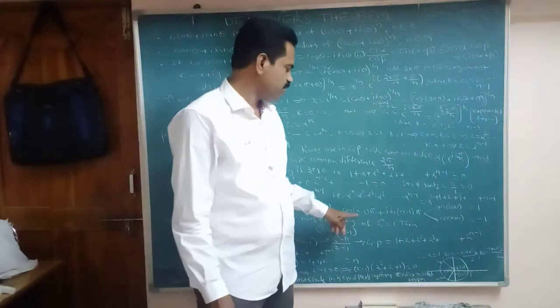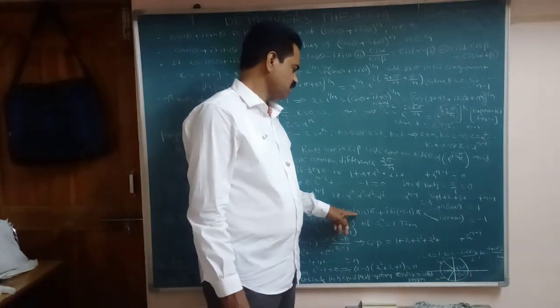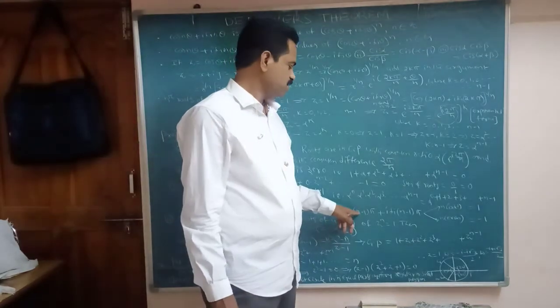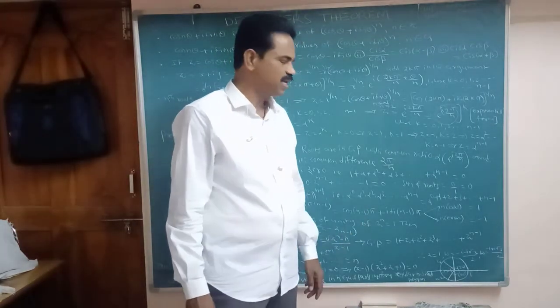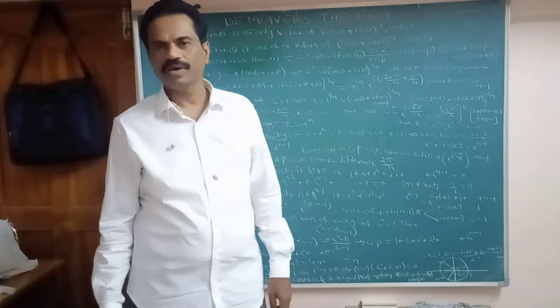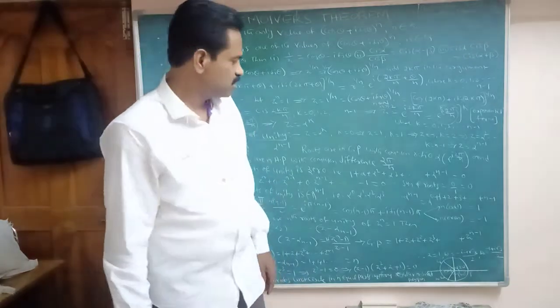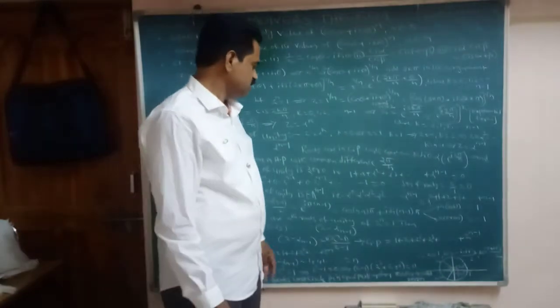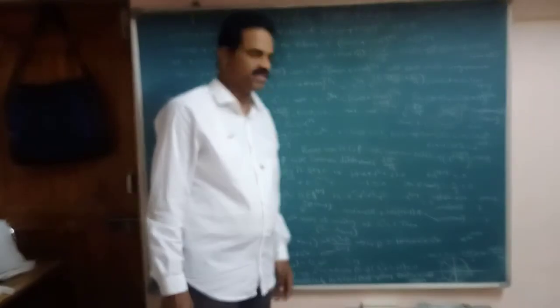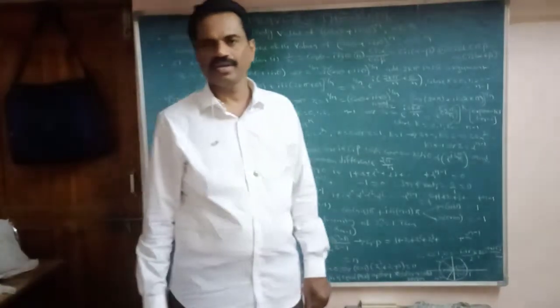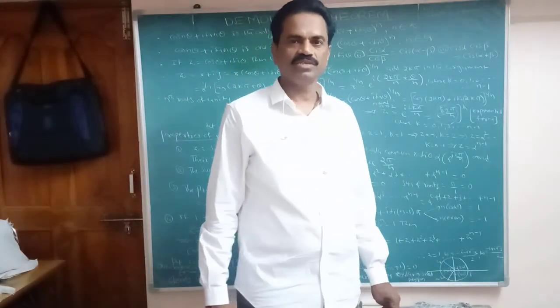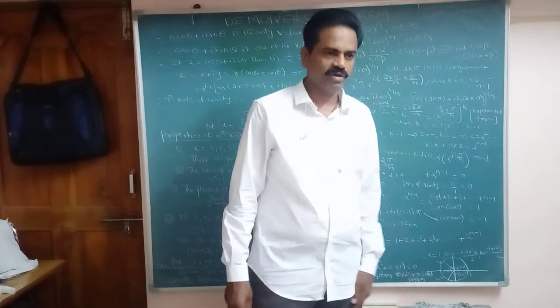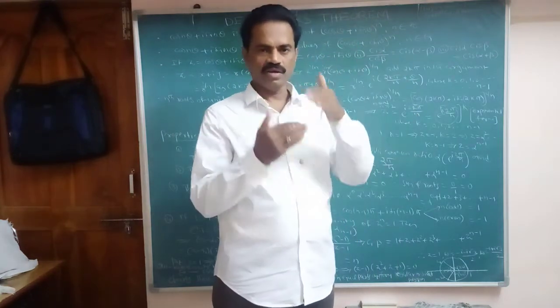Suppose n is an odd number. Suppose I am taking 3, you take 3 minus 1, that is cos 2 pi plus i sin 2 pi. Sin 2 pi is 0. Cos 2 pi is 1. So when n is odd, it is 1. When n is even, suppose I am taking 2, that is e power i pi, that is cos pi plus i sin pi. Cos 180 is minus 1, sin 180 is 0. So it is minus 1.